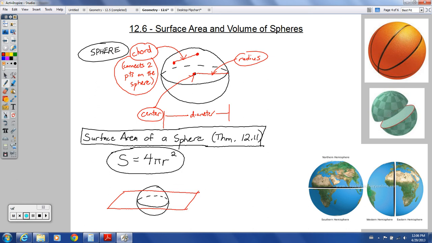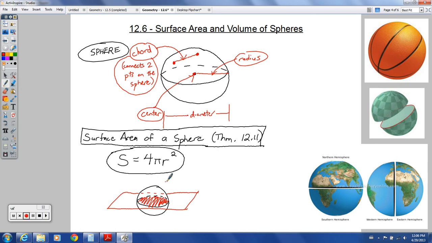Wouldn't actually be able to see that part, so let me make that part hidden. Okay, so this intersects the sphere, and where it cuts through would be just this part right here. So shade in this part. This is the cross section created by that plane cutting through the sphere.